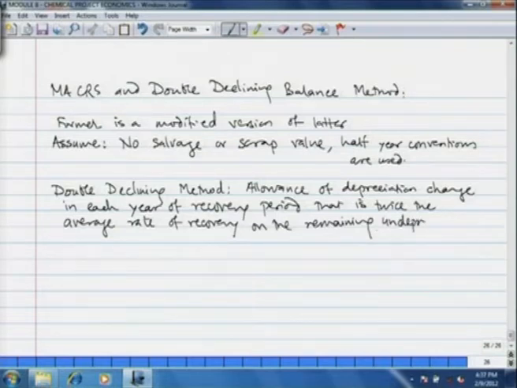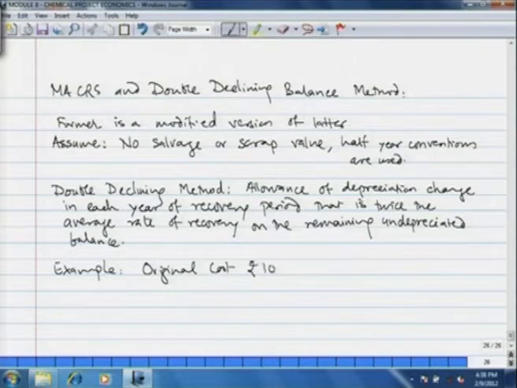On the remaining undepreciated balance. Now, let us see an example of how it is calculated. Let us say that the original cost of an item is rupees 100 and the period of recovery is 5 years.